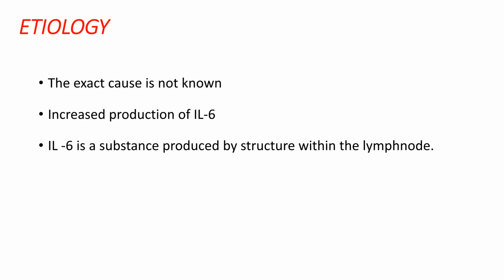The etiology, or the causative factor, for lymphatic hamartoma or Castleman disease: the exact cause is not known. Some researchers speculate that increased production of interleukin 6 may be involved in the development of Castleman disease. Interleukin 6, that is IL-6, is a substance which is produced by structures within the lymph node.